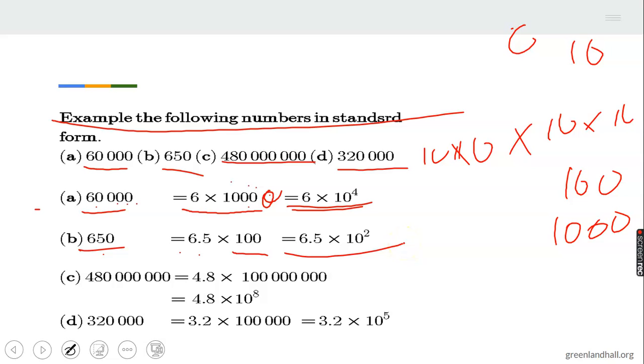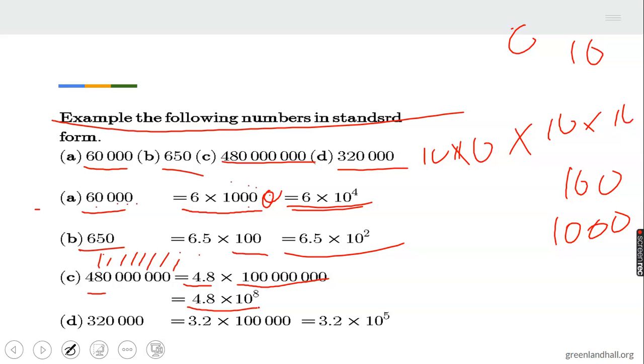Now, look at it. We have 480 million. Now, when you count the number of zeros you have there, you have 1, 2, 3, 4, 5, 6, 7. I have 7 zeros. But if I count 8 with it, I have to introduce a decimal point, which is 4.8. That means I counted how many zeros now? 8. That is 100 million. Now, when you count the number of zeros you have 4.8 times 10 raised to power 8. That is how to express a number in standard form.